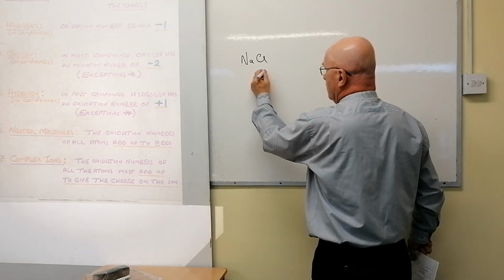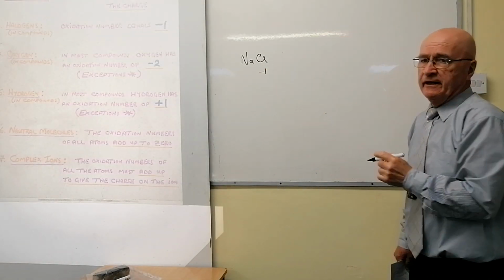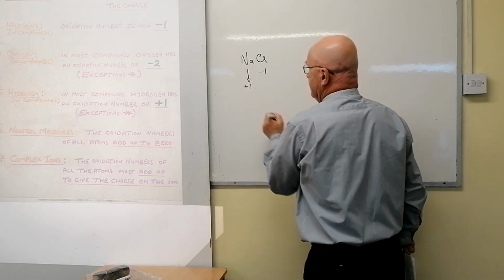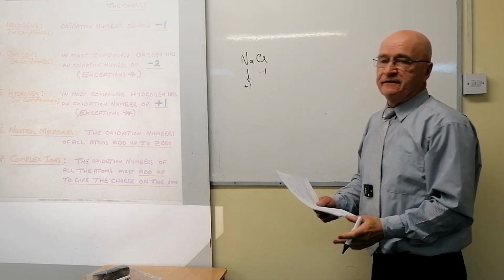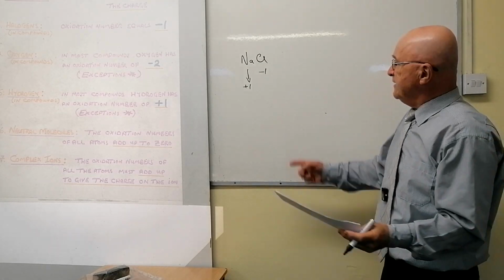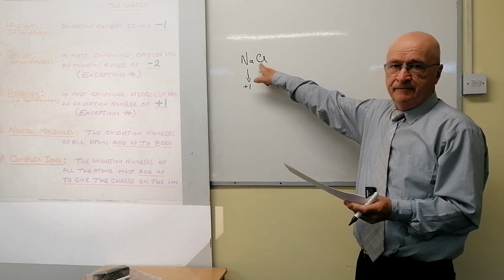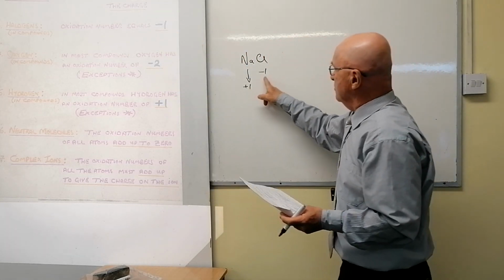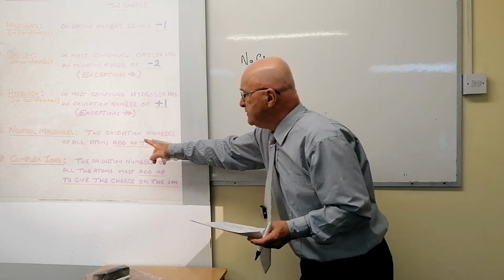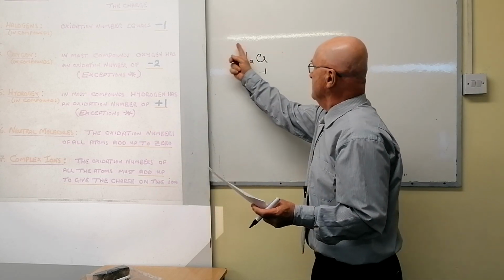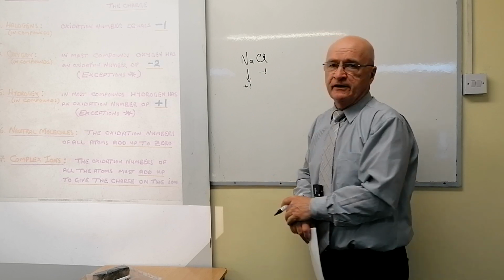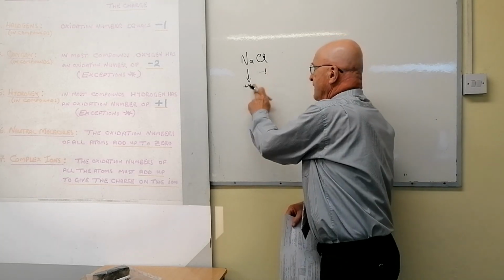Halogens are -1. The halogen is -1. Therefore, that must be +1, so that the whole lot adds up to 0. I'm going to say that again. There's a rule about that, that halogens in compounds is always -1. And we have a rule down here now that a neutral molecule, a molecule with no charge on it, then the numbers must add up to 0. So if that's -1, that's +1.